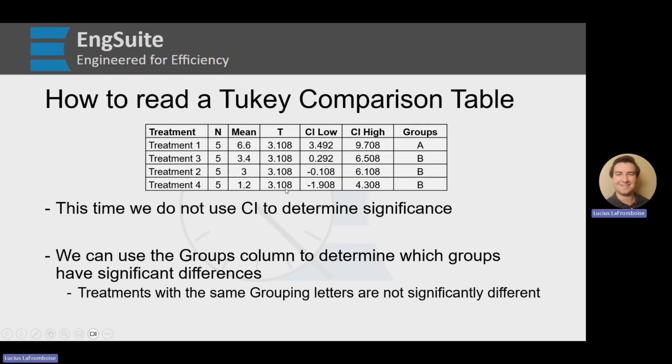So as we saw in our Fisher and our confidence intervals, treatments 3, 2, and 4 were not significantly different from each other. They're all in group B, whereas group A, treatment 1, was significant from the rest. So that's how you tell. If they share a letter, they are grouped.